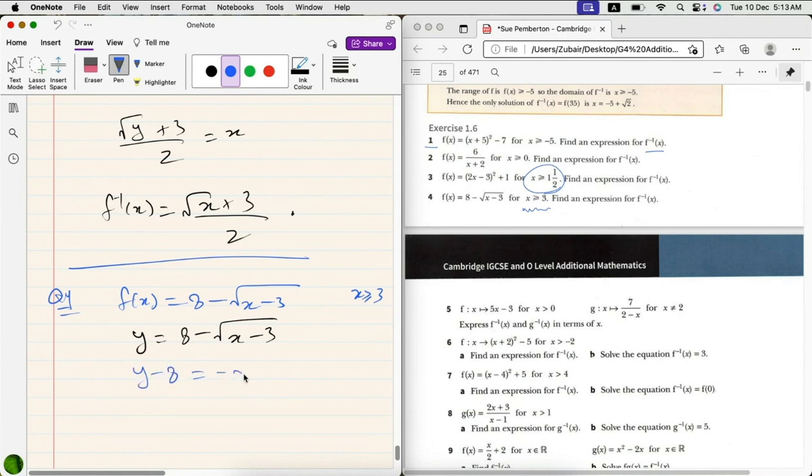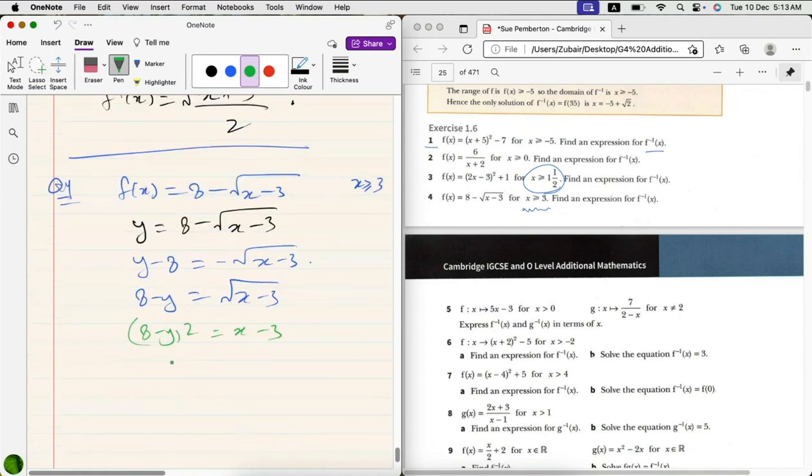Y minus 8 is equal to minus square root of (x minus 3), negative on both sides. 8 minus y equals square root of (x minus 3), squaring both sides. (8 minus y) whole square is equal to x minus 3. 3 goes on the other side. (8 minus y) whole square plus 3 is equal to x. Now x is replaced with f inverse x, and (8 minus x) whole square plus 3.